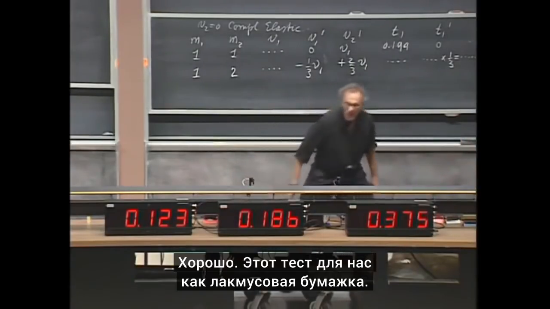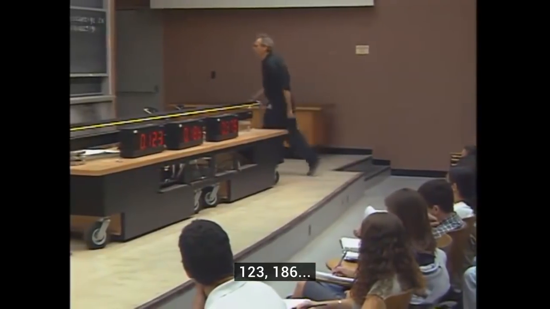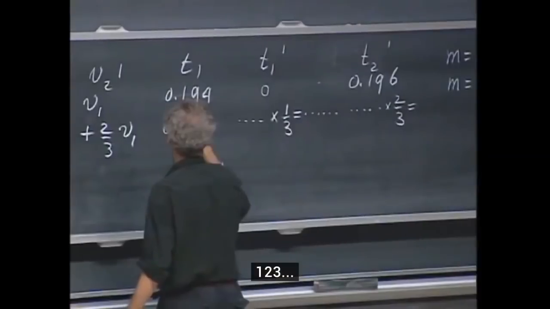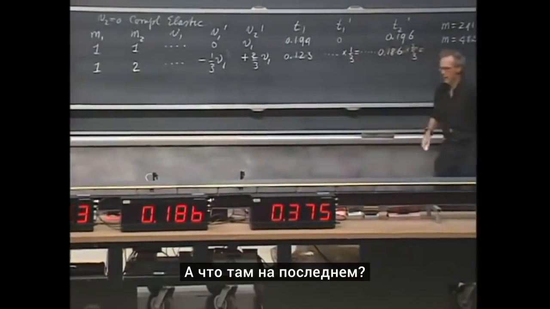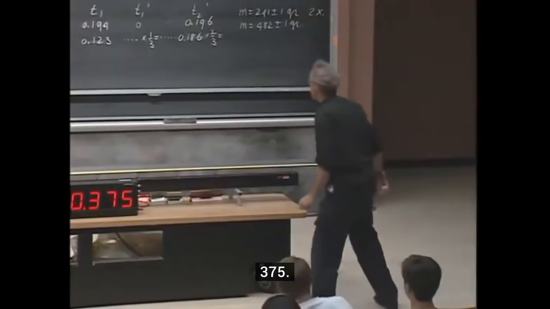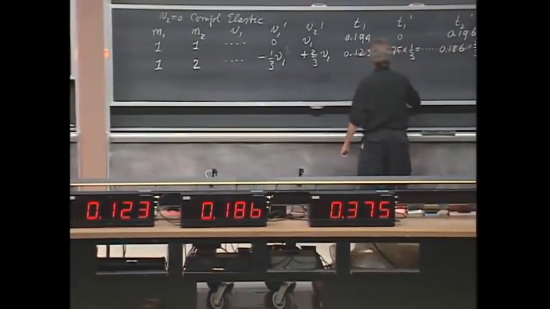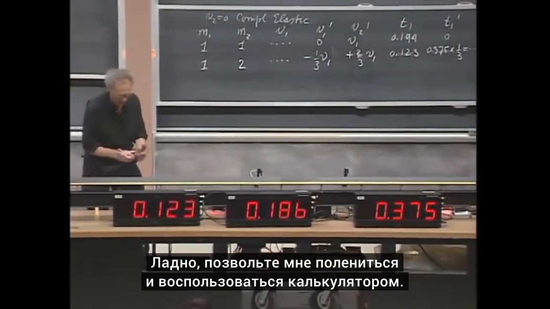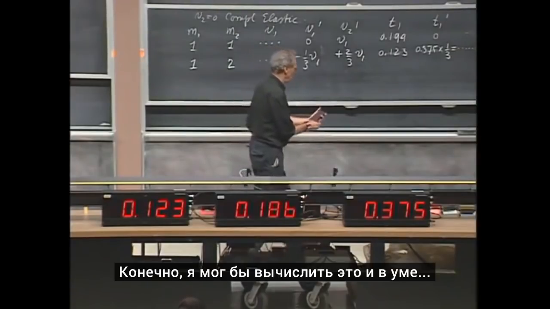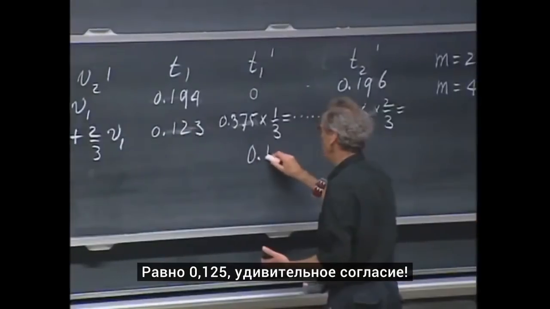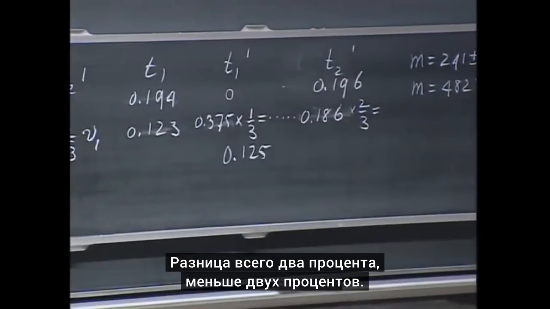Okay. Now comes the real acid test. 1, 2, 3, 1, 8, 6. 1, 2, 3. And what is the last one? 3, 7, 5. Okay, let me be lazy, and let me use my calculator. 375 divided by 3. I could have done that by heart, of course. This is 0.125. An amazing agreement. Amazing. Only 2% off, less than 2%.